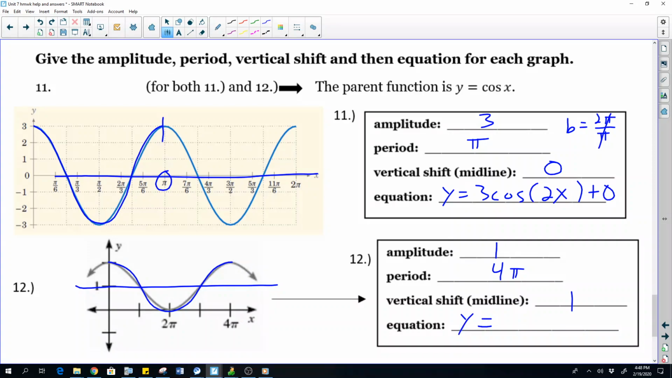So our equation is going to be y equals, our amplitude is just 1, so 1 cosine or just cosine. We do have our plus 1. And then our period is 4 pi. And so we're going to do 2 pi over b. But let's put our b over there and our 4 pi down below. So that'll just make it a half. And so that's going to be 1/2 x. And again, our midline is just 1. Cool. So there we go.